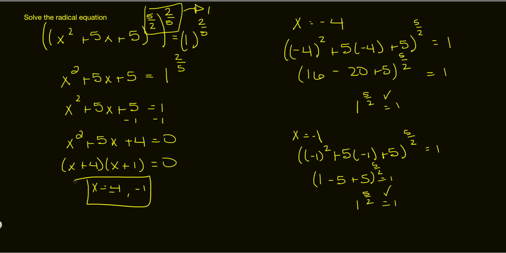Right. So let's look at another one. Let's look at x plus 18 to the 3 halves, and we're going to have that equal to x minus 2 cubed. Okay, again, not as complicated because we're just going to take the reciprocal of this.